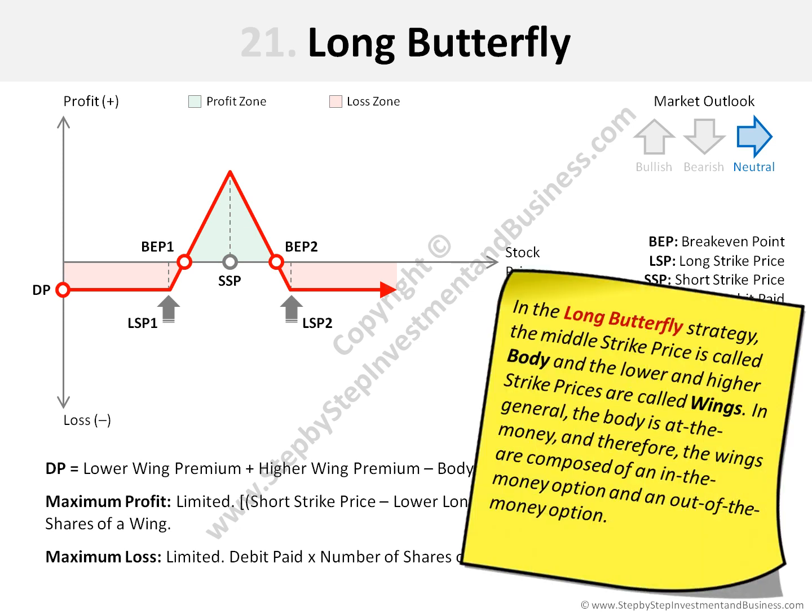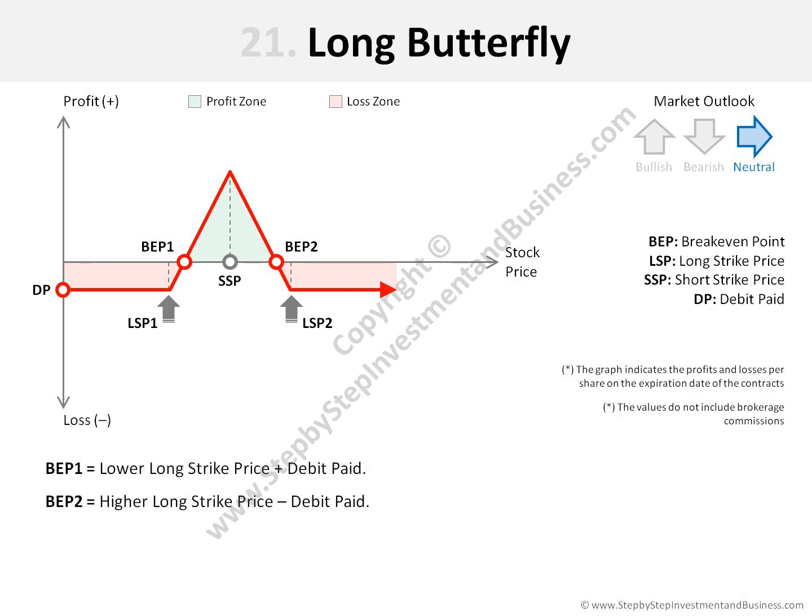As we said, in the long butterfly strategy, the middle strike price is called body, and the lower and higher strike prices are called wings. In general, the body is at the money, and therefore the wings are composed of an in-the-money option and an out-of-the-money option. This strategy has two break-even points, a break-even point to the downside, called break-even point 1, and a break-even point to the upside, called break-even point 2.